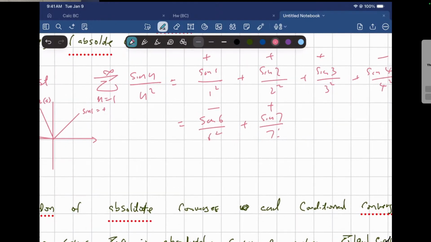So what you can do is take the absolute value of this one, because we can say, hey, what happens with sine of n over n squared? That makes everything positive.